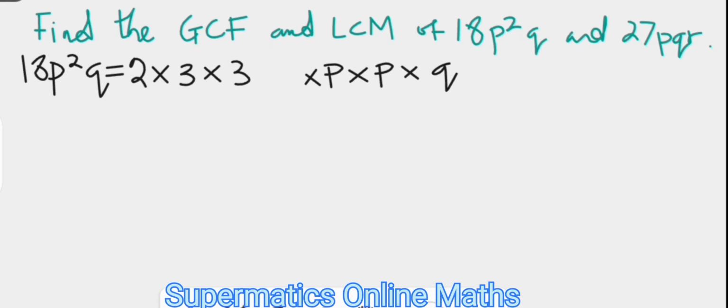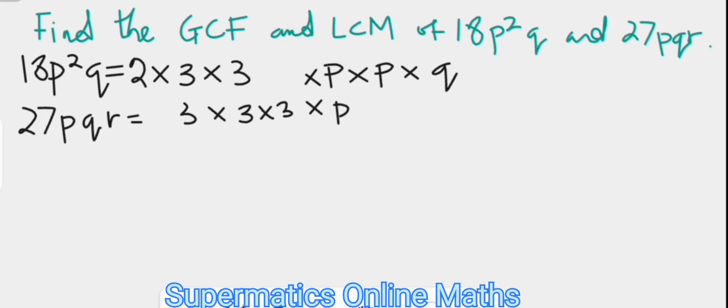And 27pqr, starting with the number 27, is 3 times 3 times 3. Then pqr is p times q times r. Notice that the factors are well arranged according to how similarly they occur.